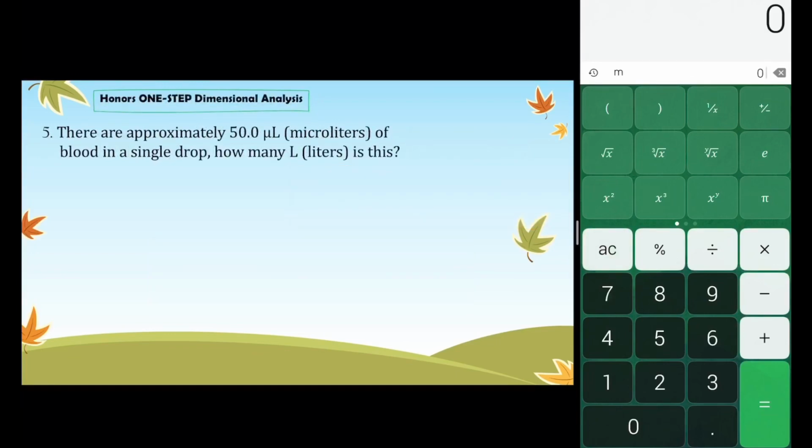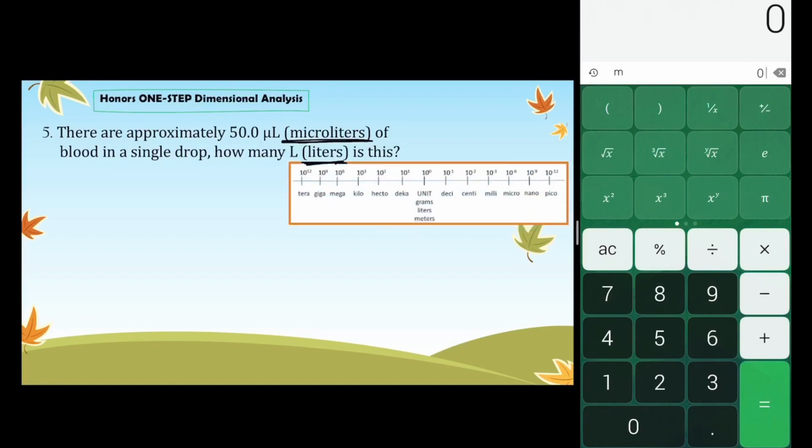Our final example is for honors chemistry students. There are approximately 50.0 microliters of blood in a single drop. How many liters is this? So since we're dealing with microliters and liters, this is within the metric system. You're responsible for knowing this conversion factor if you're in an honors chemistry course.